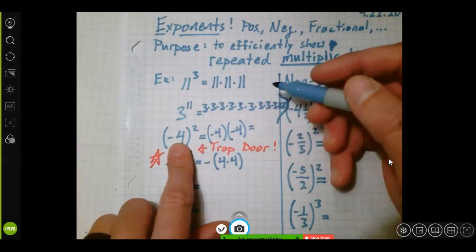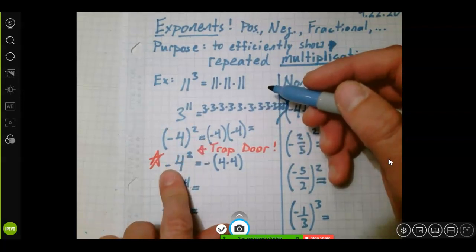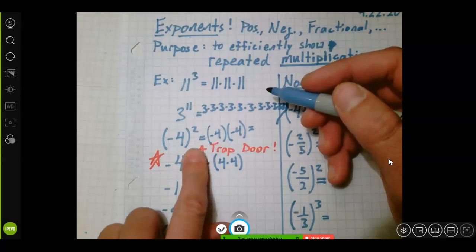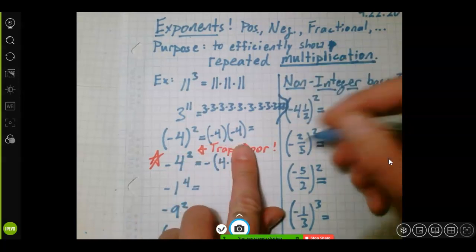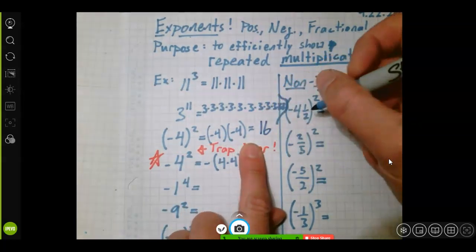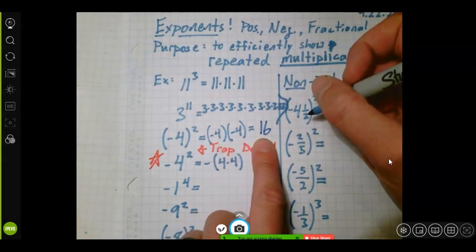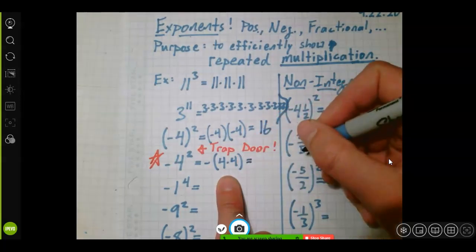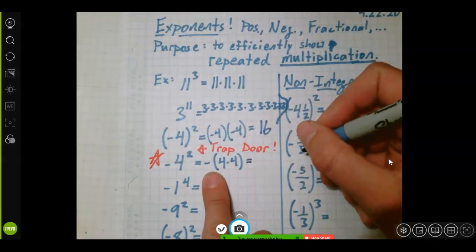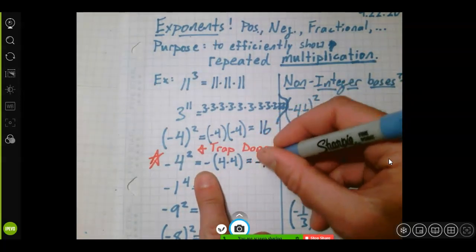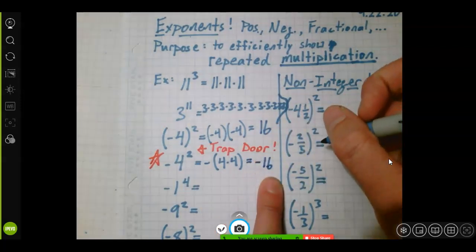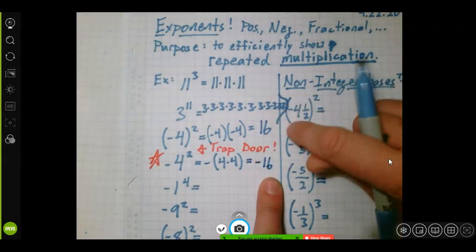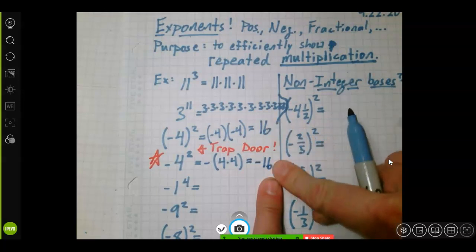So this is negative 4 squared. The whole negative 4 gets squared. This is the opposite of whatever 4 squared was. So negative 4 squared becomes positive 16 because a negative times a negative is positive. But the opposite of 4 squared is 16, but then the opposite of that is negative 16. Questions about the comparison between these two?